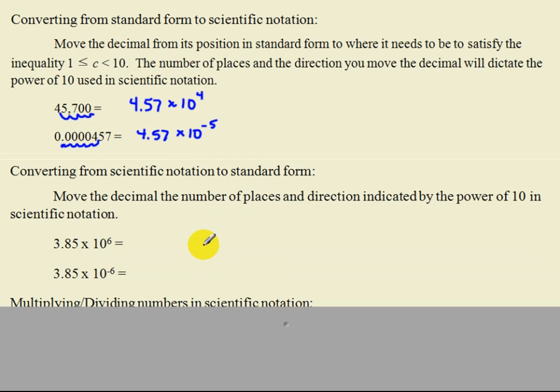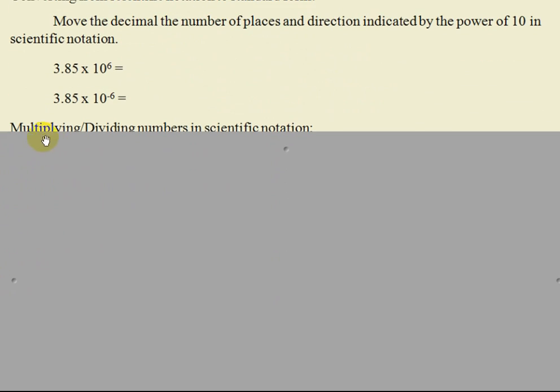Now going from scientific notation to standard form is even a little simpler. We just move our decimal the number of places and the direction indicated by our exponent. So we start with 3.85, and the exponent of a positive 6 tells us to move the decimal 6 places to the right, and notice that we need to fill in some zeros as placeholders. So we end up getting, if we put commas in to make it more readable, 3,850,000.